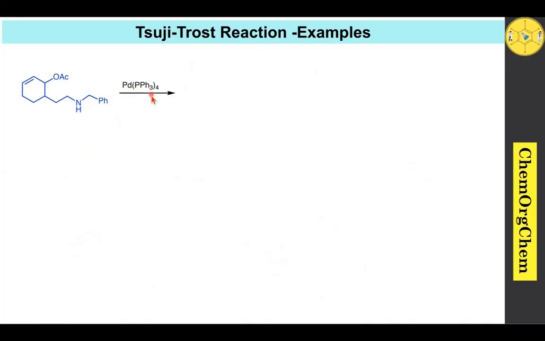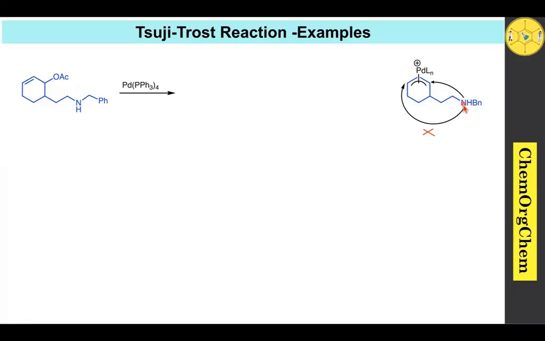Palladium tetrakis is used in this reaction. When we use palladium tetrakis, palladium zero catalysis, it could generate the corresponding pi-allyl palladium species. Now you can see that there are two possibilities. This amine nucleophile can attack this carbon or this carbon.